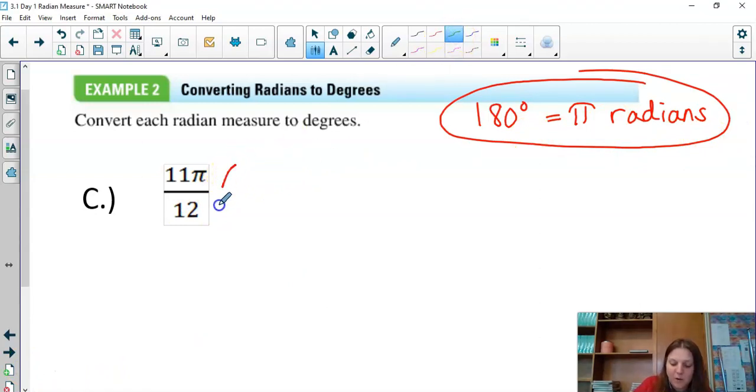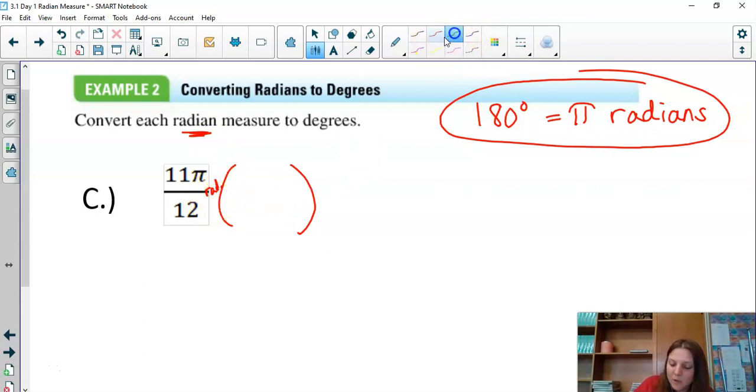So I'm going to start out by doing the same thing. I'm going to make a parenthesis. Now remember, this is really radians. How do you know it's radians? Well, first of all, it says radians to degrees, but also, do you see how this has a pi in it and there's no little degree symbol? So this tells you that this is technically radians. Even though it's not labeled as such, it's radians.